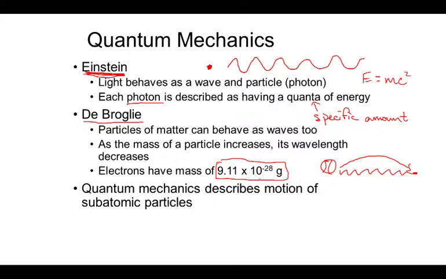So anyway, when we talk about quantum mechanics, even though all matter has some wave and particle properties, even us, we really don't care about the wave properties until we're talking about subatomic particles. Remember, these are the electrons, protons, and neutrons that we talked about in the previous unit.